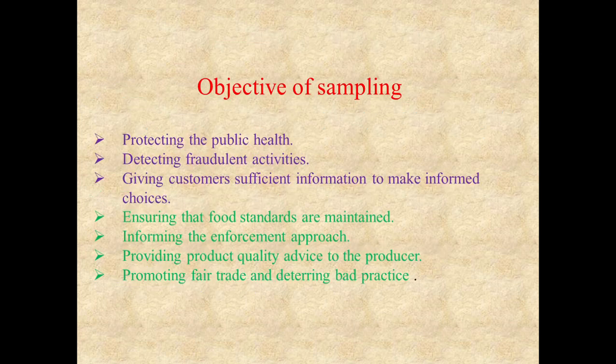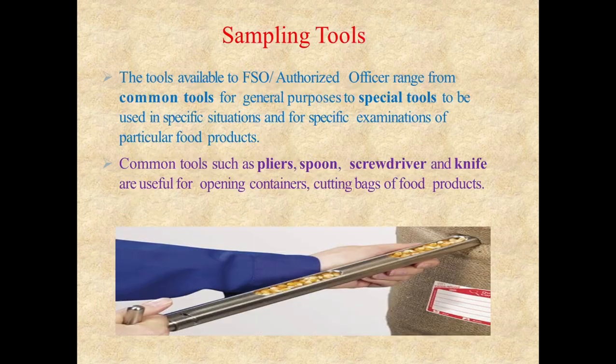Objective of sampling: protecting the public health, detecting fraudulent activities, giving customers sufficient information to make informed choices, ensuring that food standards are maintained, informing the enforcement approach, providing product quality advice to the producers, promoting fair trade and deterring bad practices.